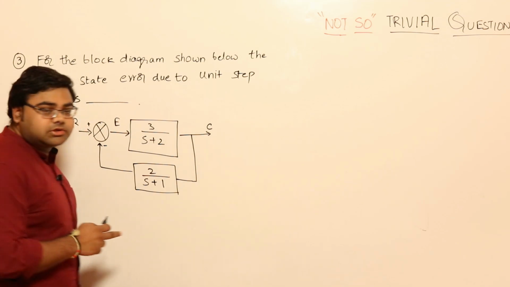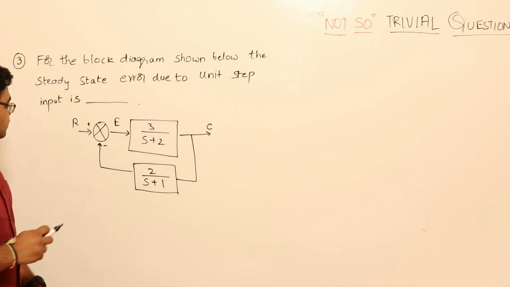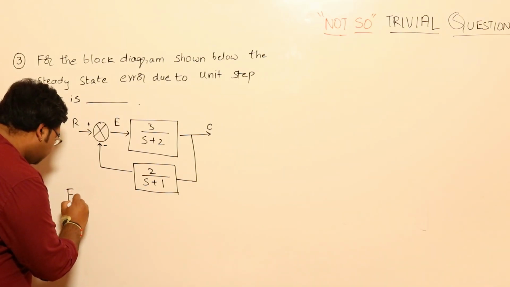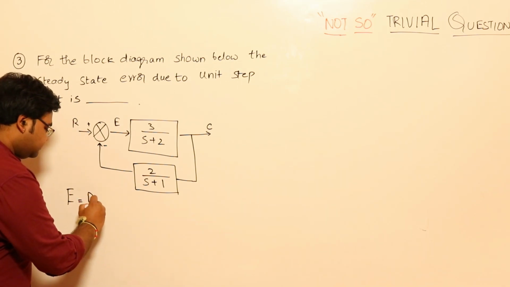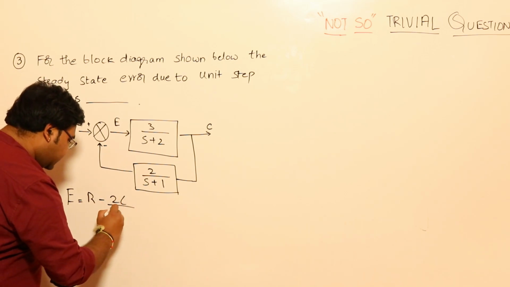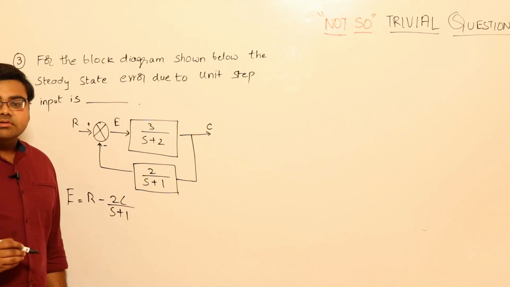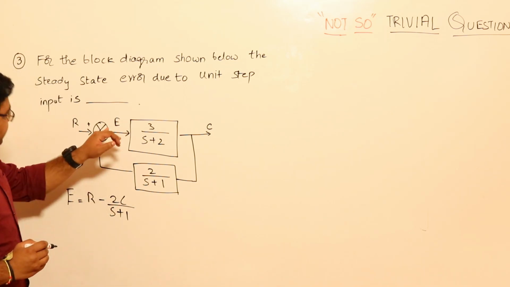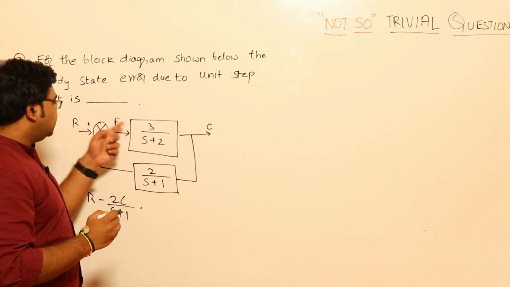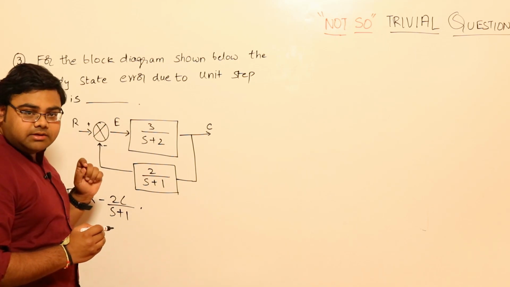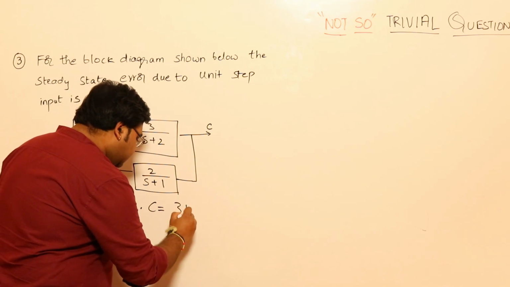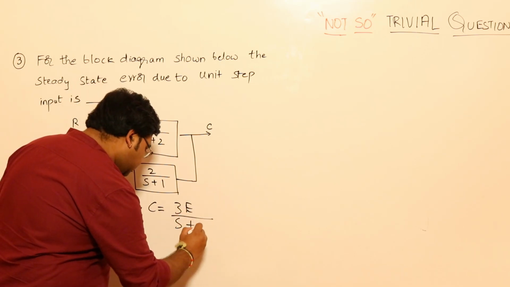I will write the first set of equations over here. If you look very carefully, basically I want to write the equation for E. So E equals R minus, okay, C is multiplied by this gain, so 2C by S plus 1. Very simple. Once again, what is my C? What is the other equation I have from this block diagram? C is nothing but 3 by S plus 2 into E. Alright, because of that I can write C equals 3E by S plus 2.